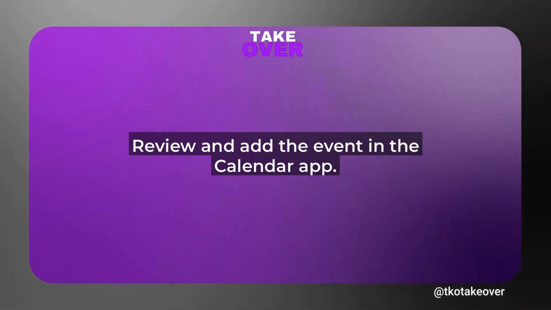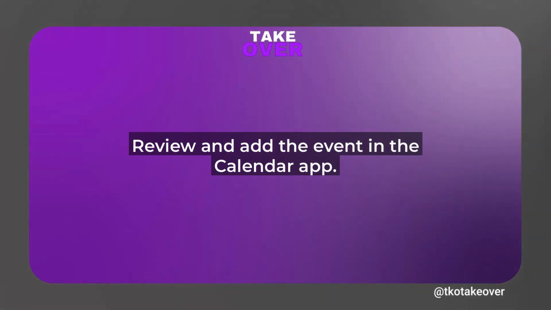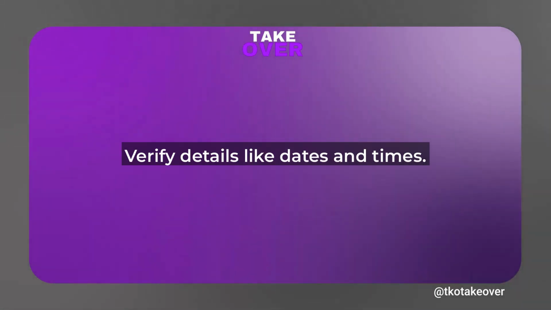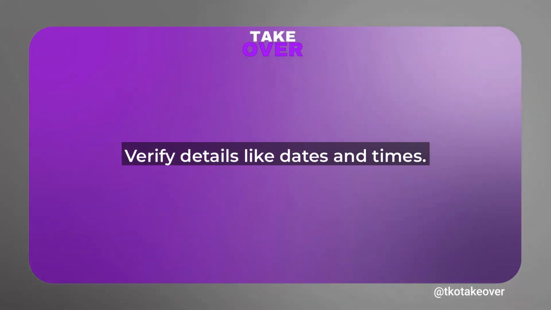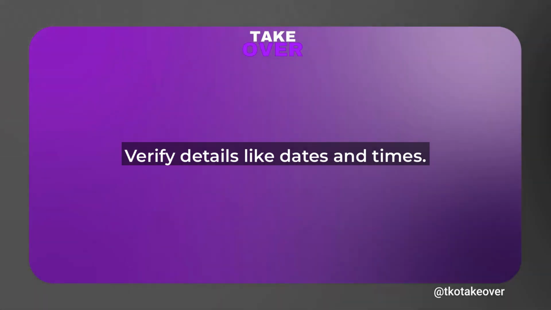In the Calendar app, review the event details like dates, times, and locations. Make any necessary adjustments, then hit Add Event to save it to your preferred calendar, such as your personal or work one. This integrates seamlessly, syncing across your devices if you're using iCloud.